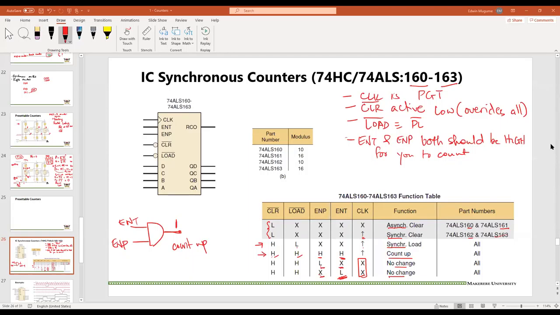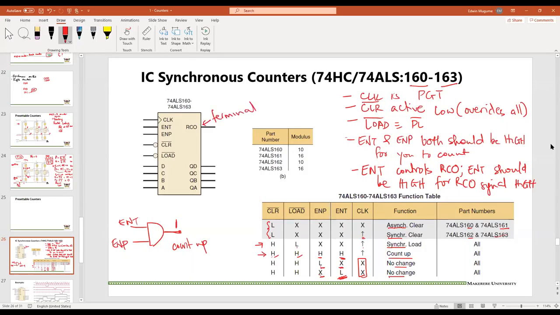Once we know that, there's another functionality that we need to know about. The other one is that ENT controls RCO. In other words, ENT should be high for the RCO signal to go high. RCO shows the terminal state of the counter. So for instance, for a 3-bit counter, the terminal state is 111. When you are counting and you reach the state 111, RCO changes to high, otherwise it will always be low.